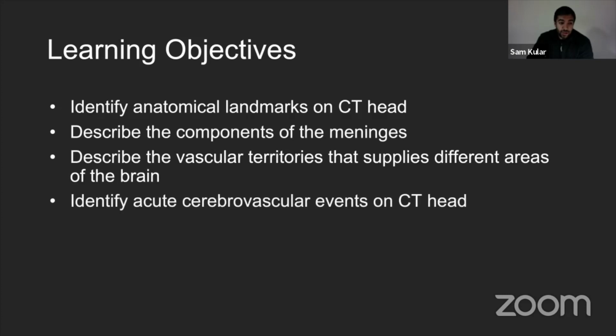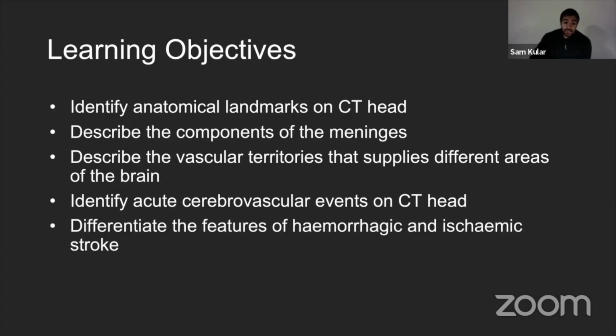By the end of the talk, hopefully, you'll be able to identify some anatomical landmarks on the CT head, describe some components of the meninges, the meningeal layers, describe some vascular territories that supply different areas of the brain, identify cerebrovascular events on a CT head, and differentiate between some of the features of hemorrhagic and ischemic stroke.